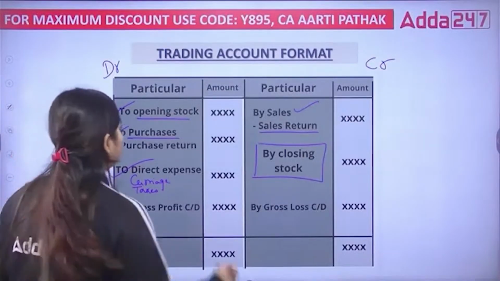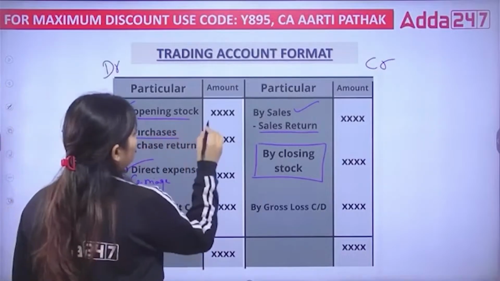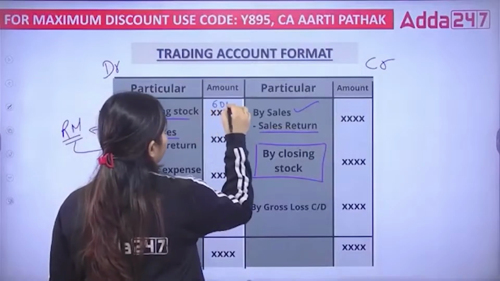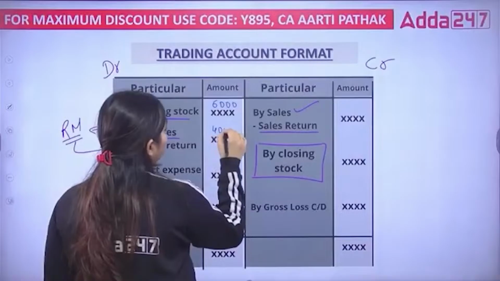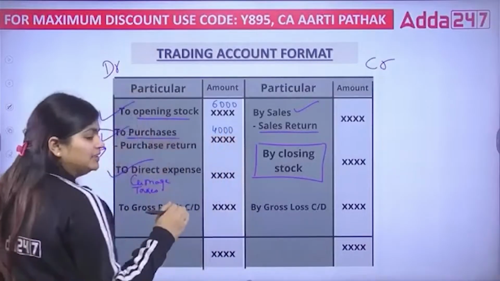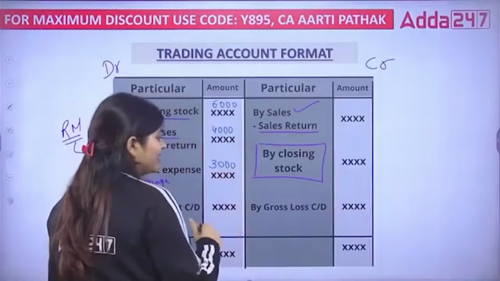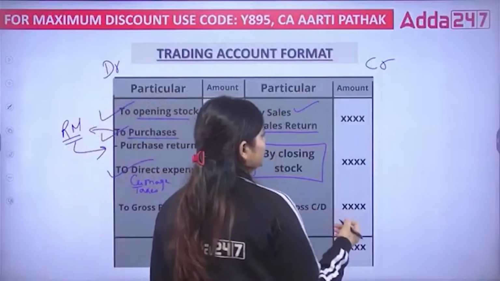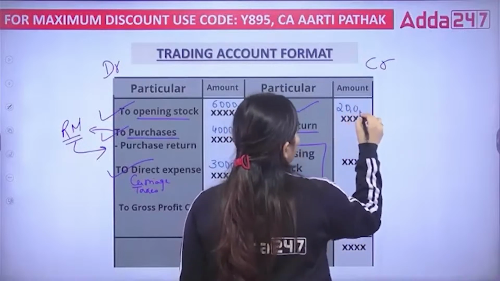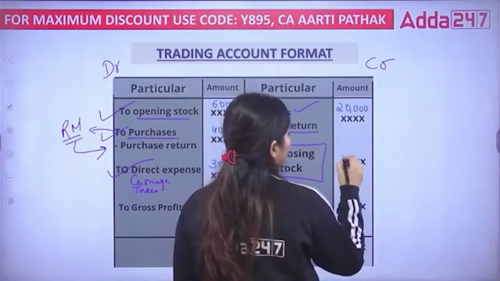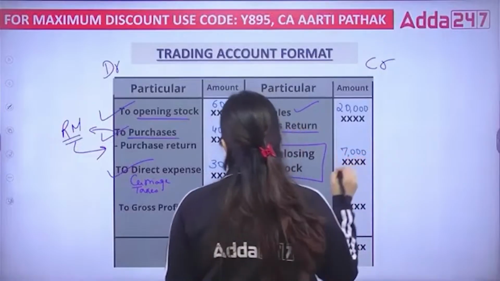Now let's take one example. Suppose your opening stock is, let's assume, 6,000. Your purchases during the year, suppose 4,000. You have incurred direct expenses, suppose 3,000. On the next side, sales during the year, you have sold around 20,000. And closing stock, you can see around here, is 7,000.